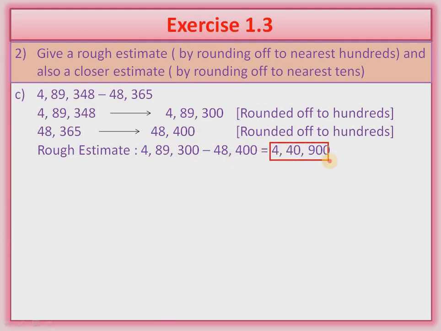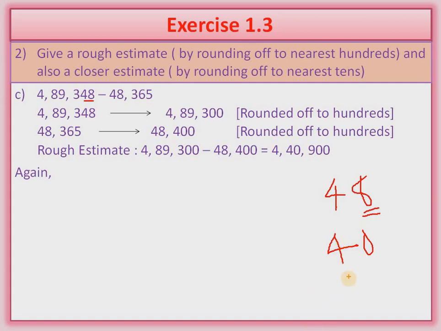4,40,900 only. Understood? Now we will move on the closure estimate, which by rounding off to nearest tens only. Okay, so again I am going to find out. We are going to take only last 2 digit beta. It is very easy for understanding you also. Okay, so this is 48. Okay, we made a line last 1 digit. Okay, then plus 4, 0 लिख दो. Tell me what is the estimated value?